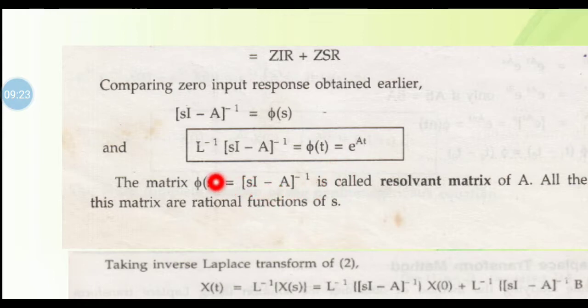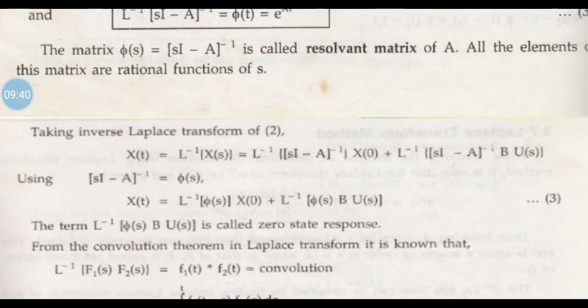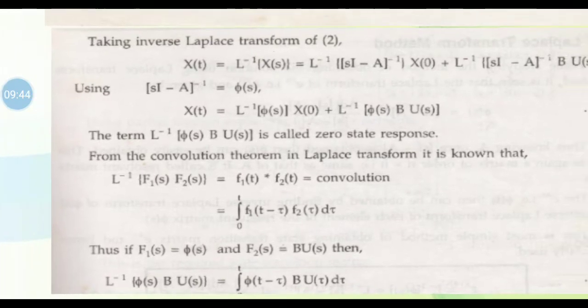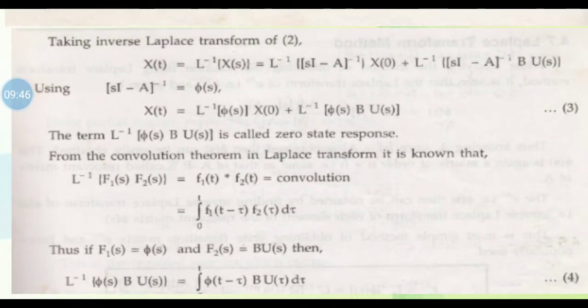So the matrix phi of s, which is equal to (sI minus A) inverse, is called the resolvent matrix of A. So all the elements of this matrix are rational functions of s. Then taking the Laplace inverse of equation 2.